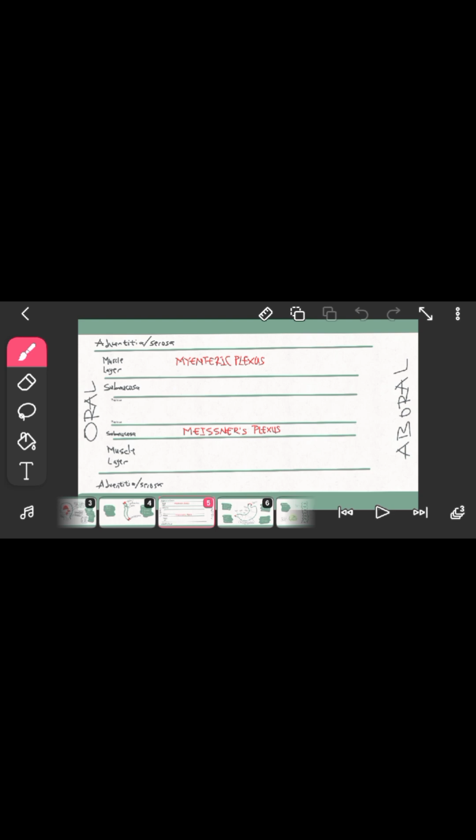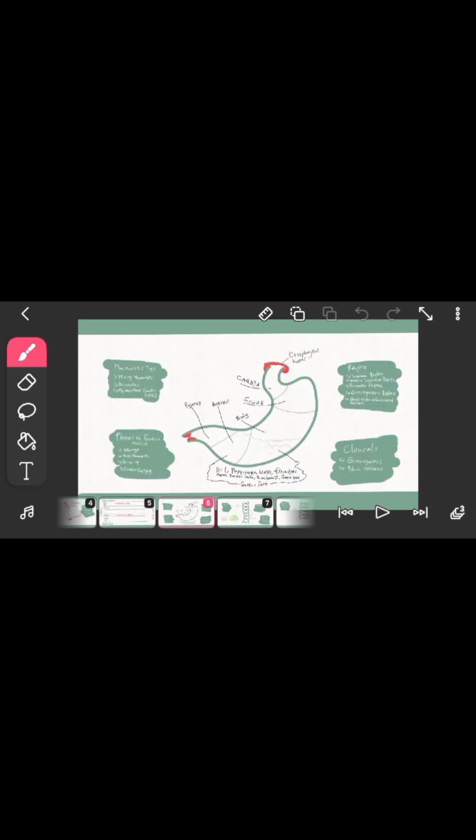In the submucosal layer we have the mesenteric plexus. The mesenteric plexus is responsible for regulating secretions that go into the lumen of the GI tract. And then we have the mucosa. The mucosa is basically the epithelial lining around the lumen. So that's for the histology of the GI tract.